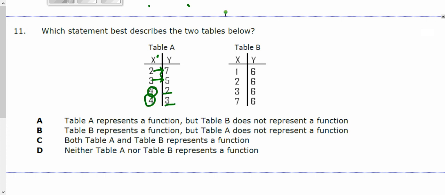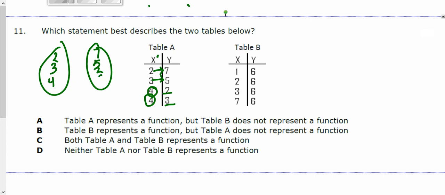and 3. So if I were to do a mapping of these, I could see that it would look like this, where 2 arrows are coming out of 4. Okay, so that means that table A is not a function. So A can't be my answer because I want which statement best describes the two tables. Well, table A does not represent a function. Okay, so let's keep going.